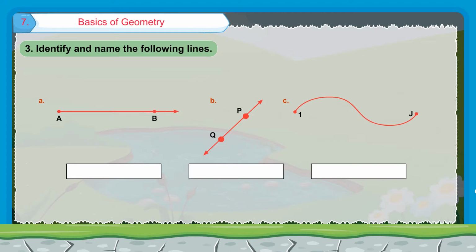3. Identify and name the following lines.